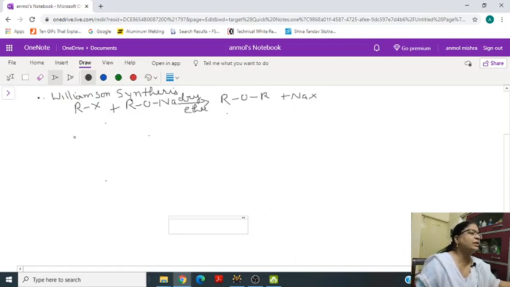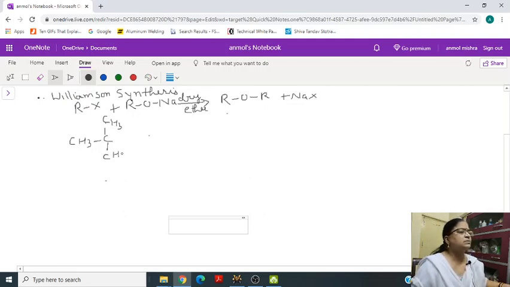Now the important point we should keep in mind is that the alkoxide should have the tertiary group and the alkyl halide should have primary group. This is secondary group, tertiary group, and this is primary group. Now when this reaction takes place, ether will be formed.